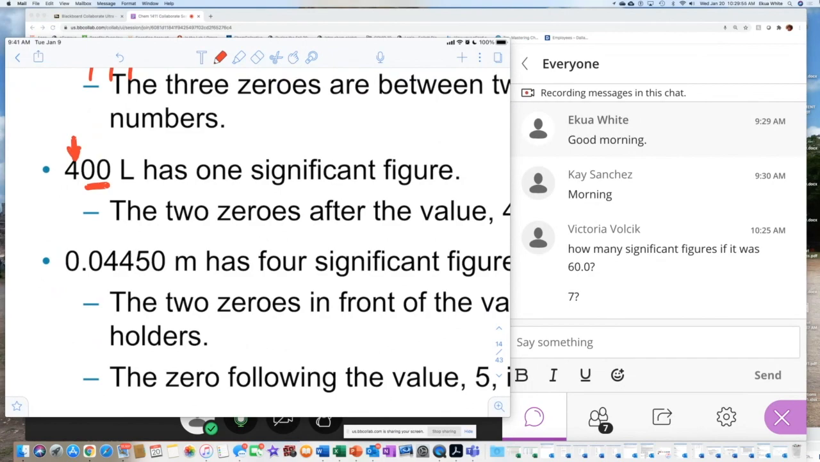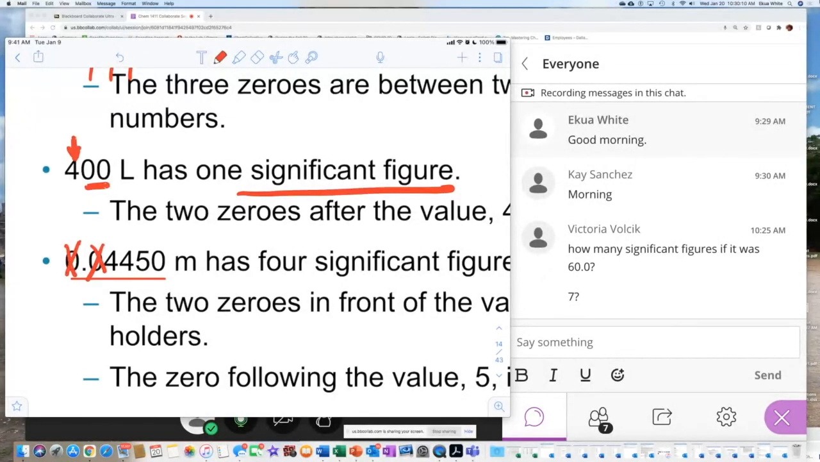Okay, this one here, so yeah, this is one significant figure, that's true. This one here has 0.04450. This is a leading zero, so it's not significant, not significant.